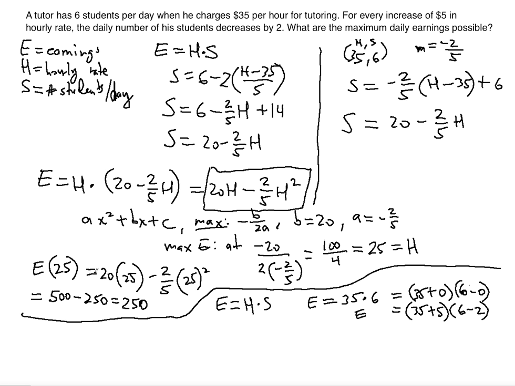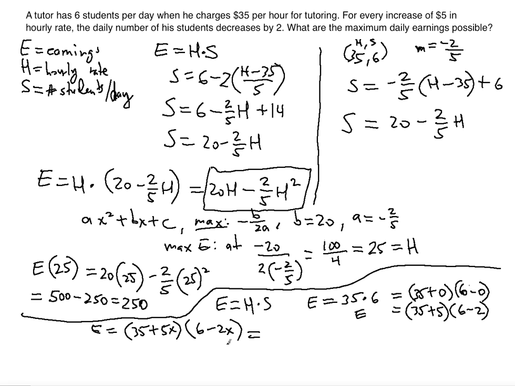Okay, so let's have it as E is equal to 35 plus 5x, right? 5x will tell you the number of $5 increases in the hourly rate, multiplied by 6 minus 2x. Because 2x, the number of 2-student decreases, tells you that, right? Minus 2x. So this is the equation that we're looking for. And now we can simply distribute that.